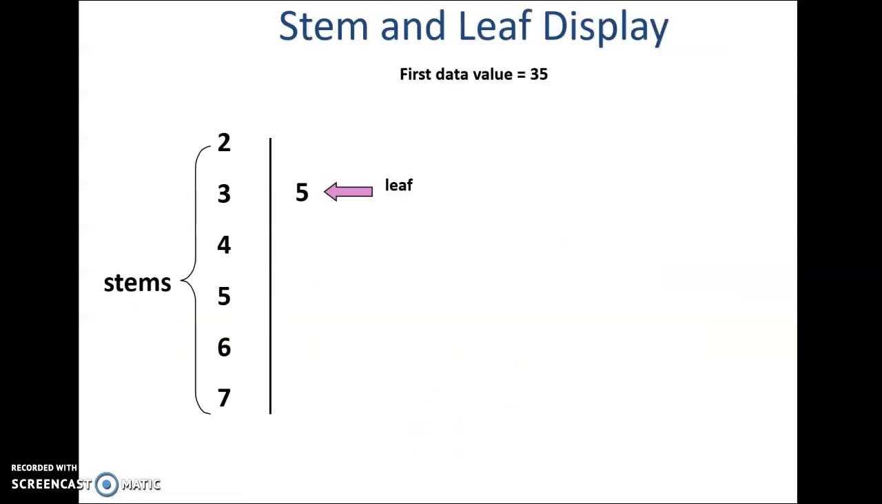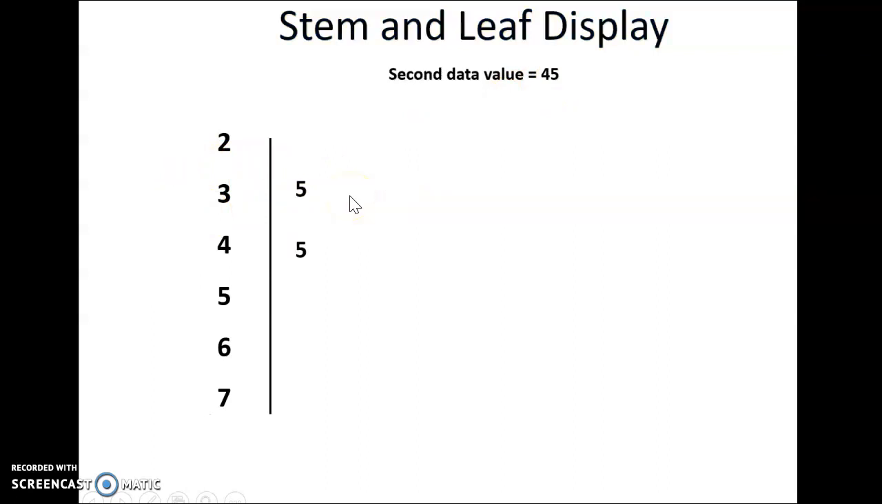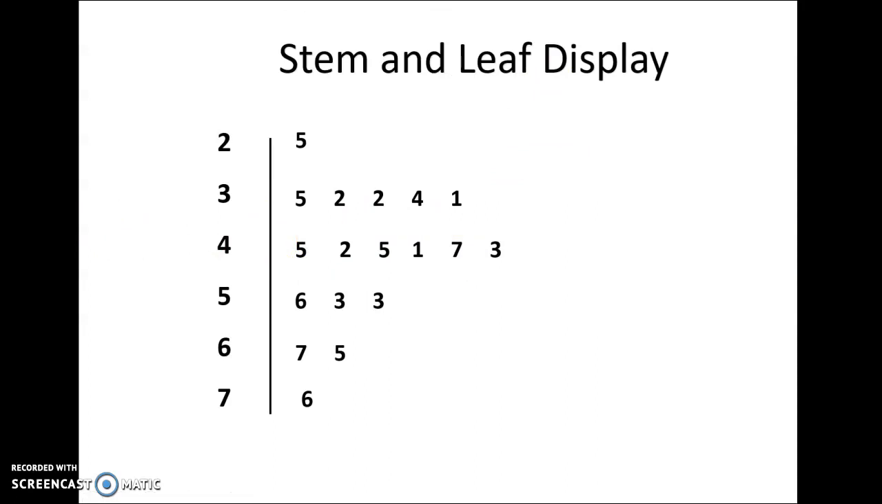So we need to put our stems. This is the lowest number, 20. And this is the highest number, 70. And then you have all the other numbers. So there's your 20s, 30s, 40s, 50s, 60s, 70s. So what you're going to do then, the first data value was the 35. So you put the 5, that's the leaf. So this means 35. And then the next number was a 45. So under the 40 row, you're going to put a leaf of 5 because it's 45. And then you do that for all of them.